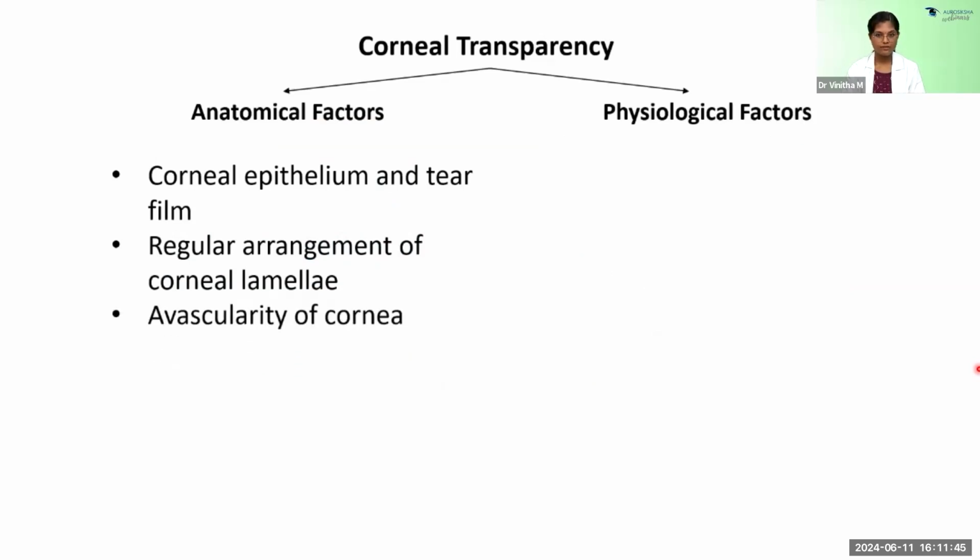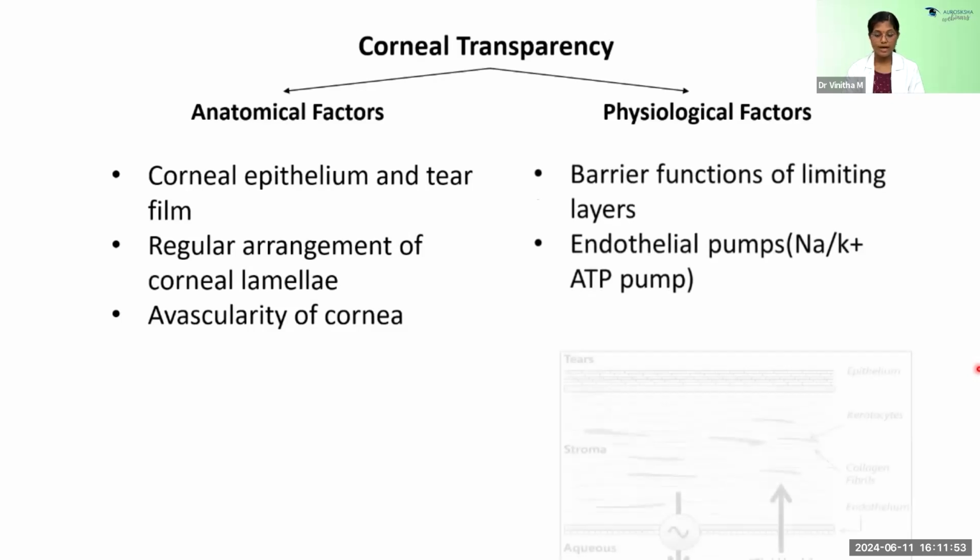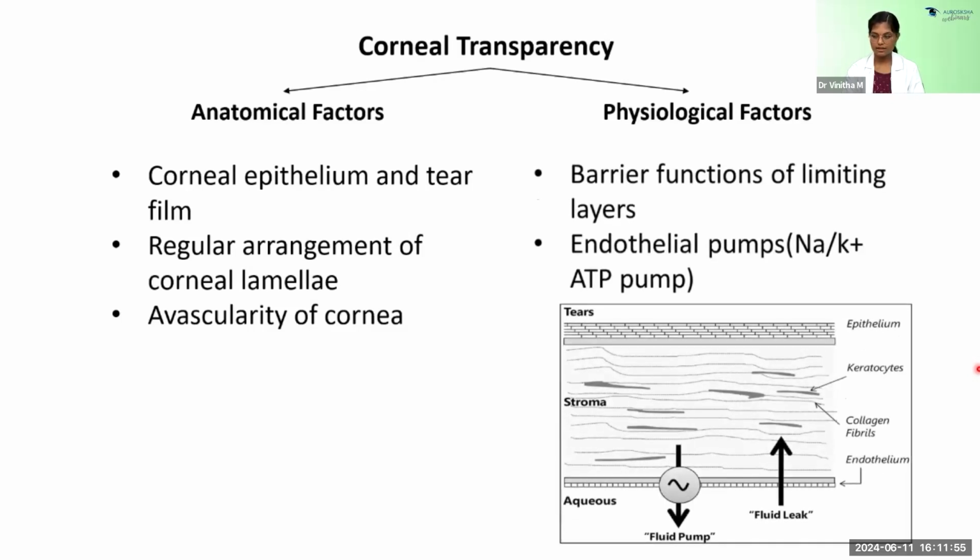If there is a corneal vascularization, it results in loss of transparency. Physiological factors include barrier functions of the limiting layers, that is epithelium and endothelium. The tight cell junctions between the epithelial cells prevent fluid leak into the cornea, whereas the endothelium hydrates the cornea through a leaky barrier and fluid pump. The excess fluid in the stroma gets pumped out through endothelial pumps, namely the sodium-potassium ATP pump.